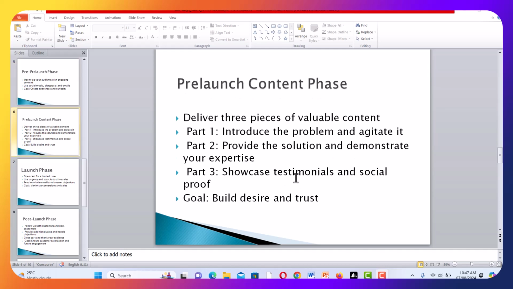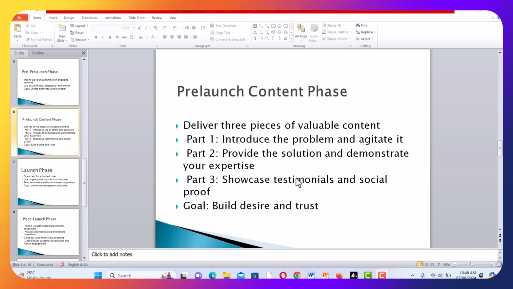Then the next one is pre-launch content phase. Deliver 3 pieces of valuable content. This is where we want to deliver 3 pieces of valuable content. Part 1 is introduce the problem and agitate it. We introduce the problem, look at the problem your audience are facing, then talk about it.